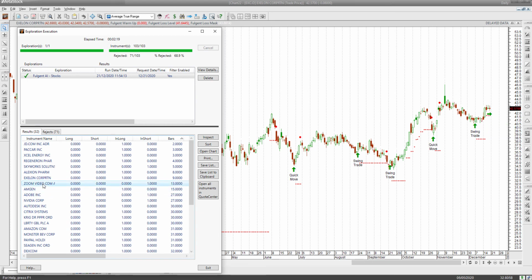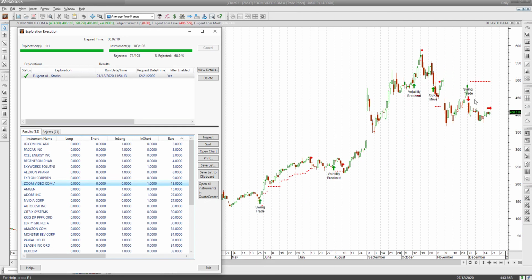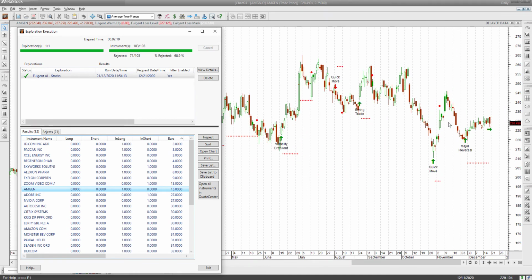So that's Zoom Communications, a short. That's interesting, I wouldn't necessarily short this, but yeah, swing trade, short side. If it drops down there, yeah. Amgen, major reversal, so that's grinding higher, so that one's working out. Note how volatility adjusted the stop loss is, so it's very wide on there.